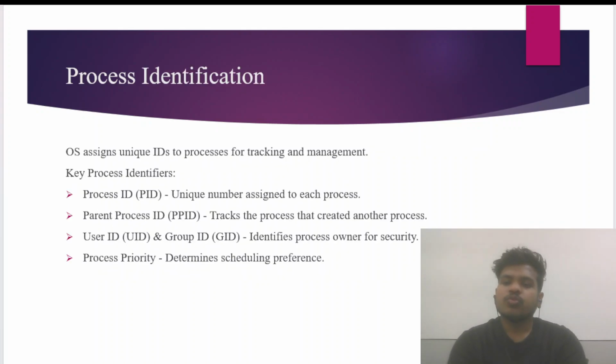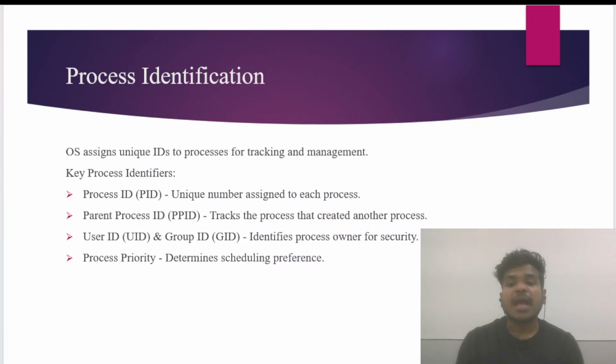Now, going further, we will look at process identification information. The operating system needs to uniquely identify each process to manage them efficiently. This is done using process identification information. Firstly, we have the process ID that we have learned some time ago. Every process gets a unique PID assigned by the operating system. It helps the OS track and manage each process separately.